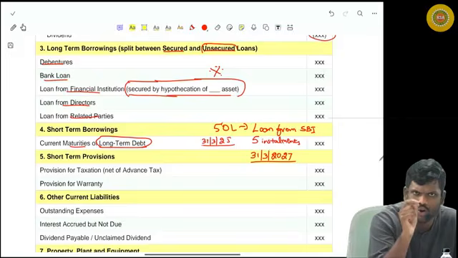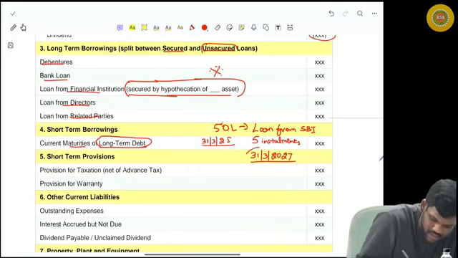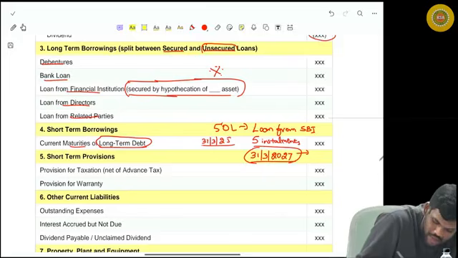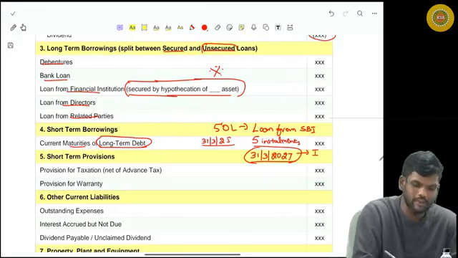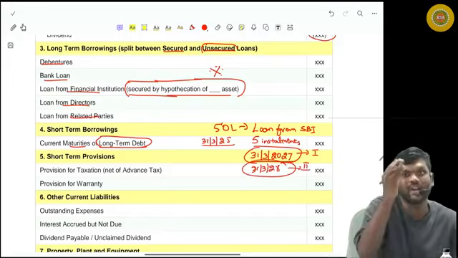I repeat, you have taken a total loan of 50 lakhs from SBI. You have taken that loan on 31st March 2025, and this 50 lakhs is repayable in 5 installments, and those 5 installments will start from 31st March 2027. On 31st March 2027, first installment will be paid. On 31st March 2028, second installment will be paid, and so on. It will keep continuing.